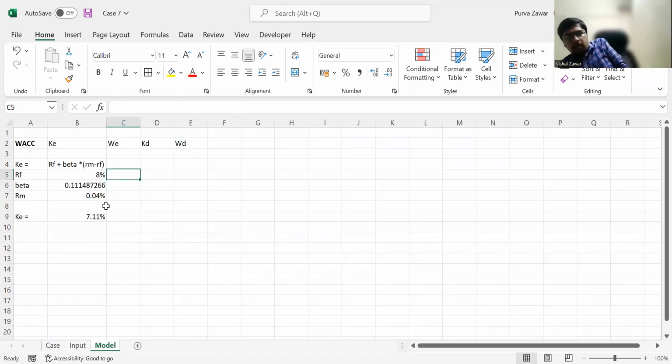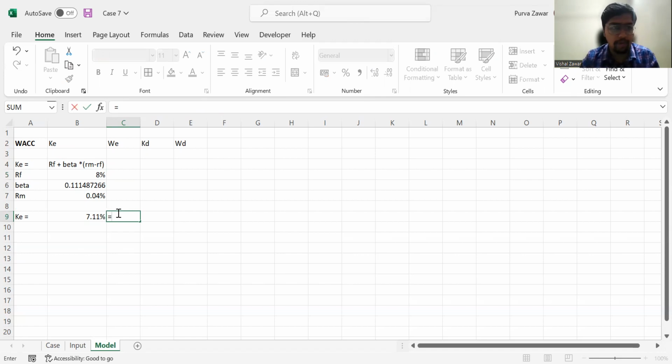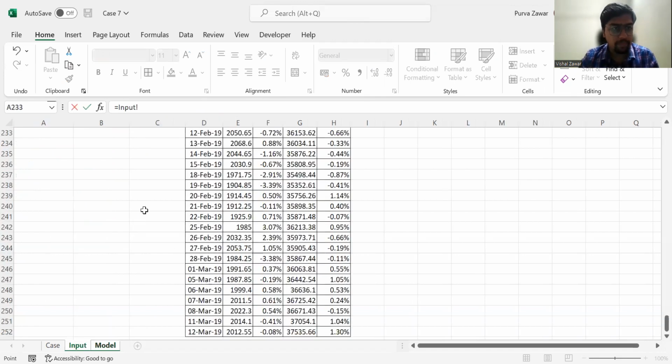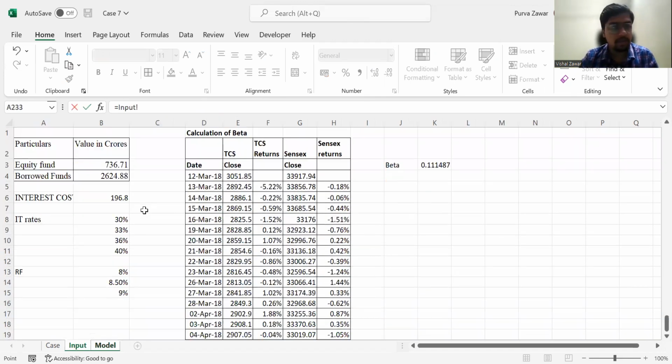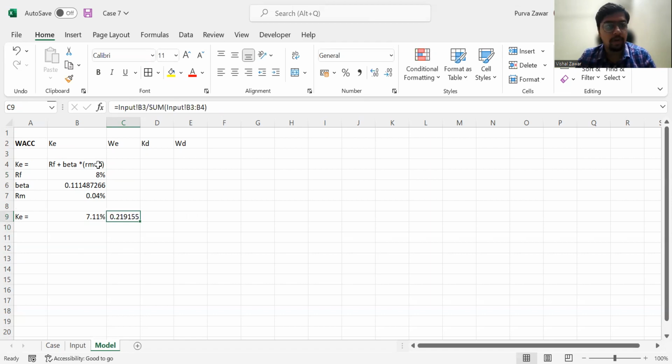Now I want to see the weight. How do I get the weight? Weight is nothing but the total value of equity, which is this, divided by total capital. I want to find out the weightage of equity in total capital. So around 20% is your equity.